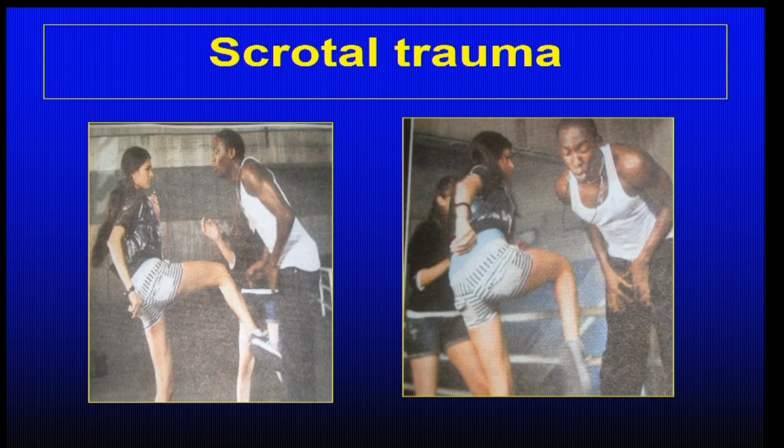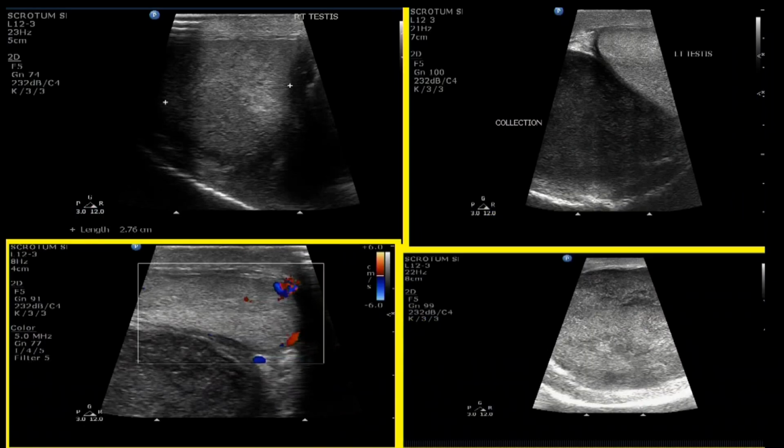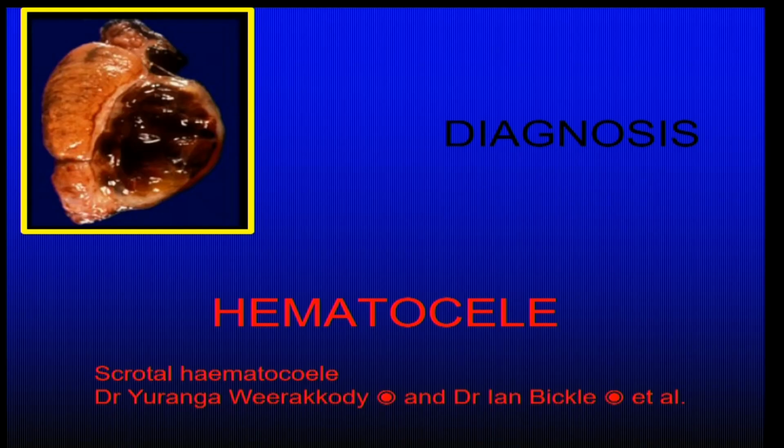Then trauma can present to you in different ways. This was one guy who had trauma to his left scrotum and came with pain and swelling. Now see what you can see here. The testis is completely displaced to one side, but what we are seeing is a collection with moving echoes, with a history of trauma, two and two. We gave this as a hematocele.